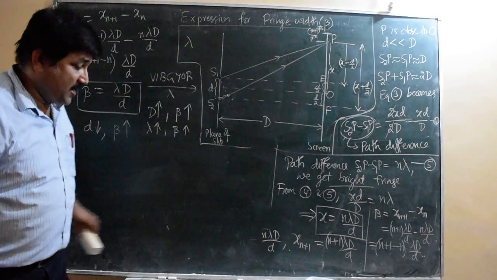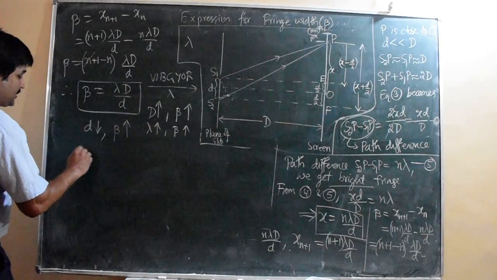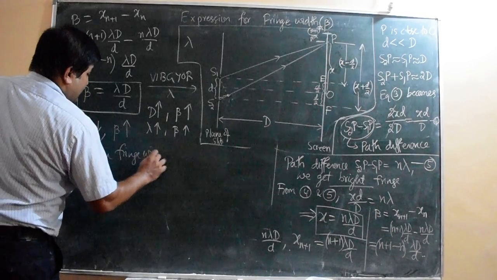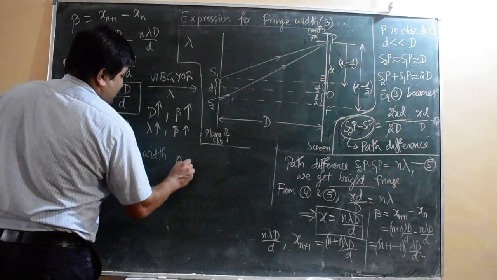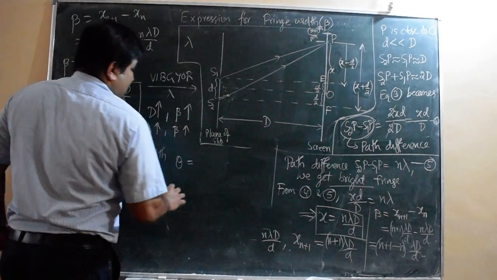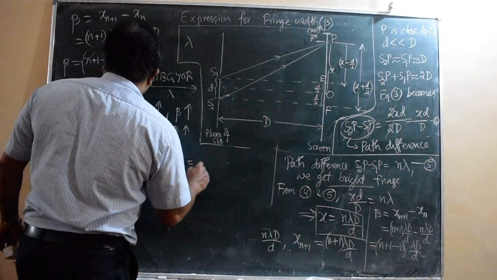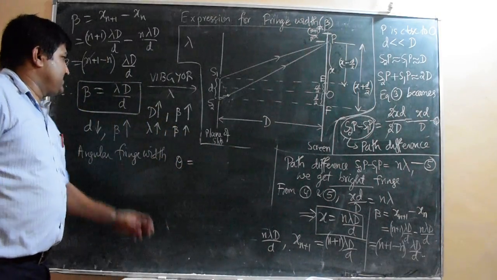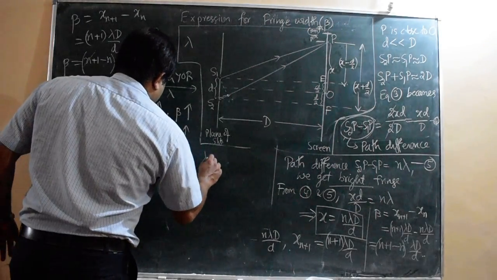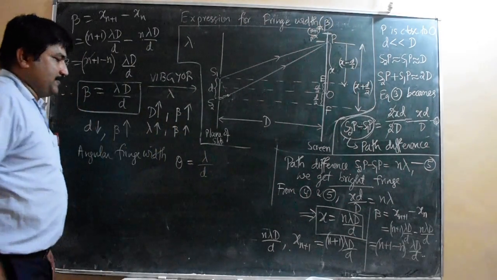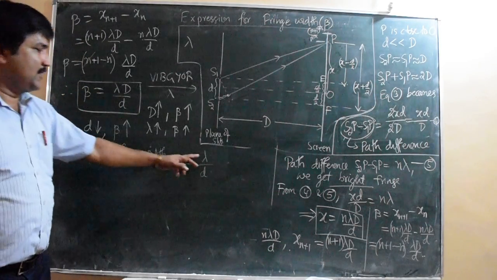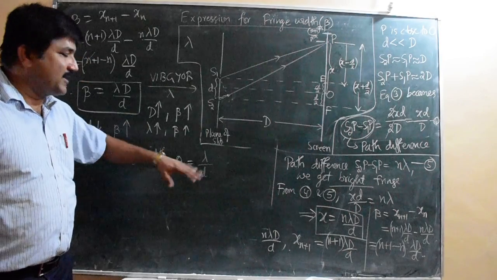Then I have one more idea, angular fringe width. Angular fringe width is theta. For the nth bright fringe we can write it as theta n also. Theta is equal to lambda by d. Angular fringe width is lambda by d only, independent of capital D. That means it depends only on lambda and small d. It does not depend on capital D.